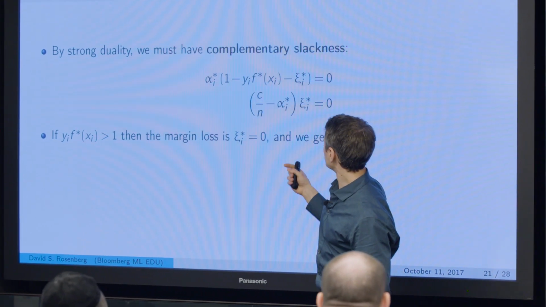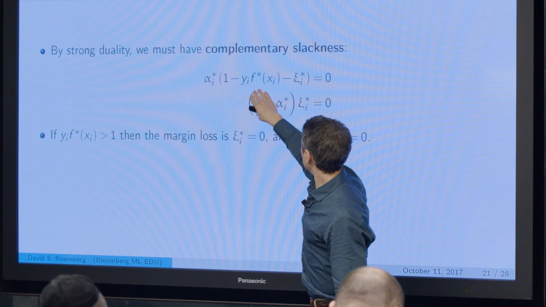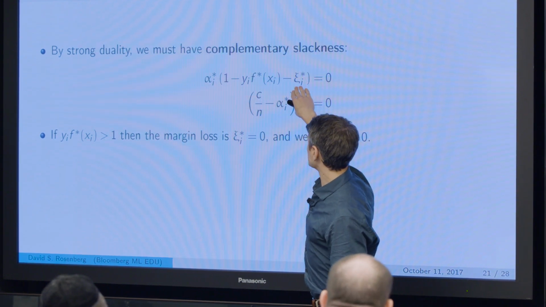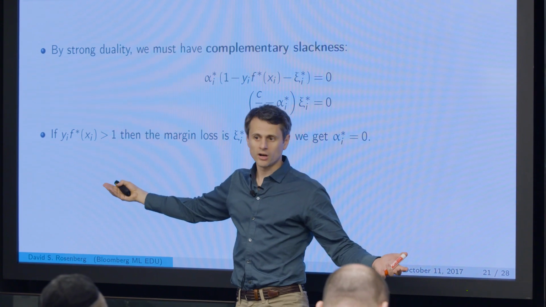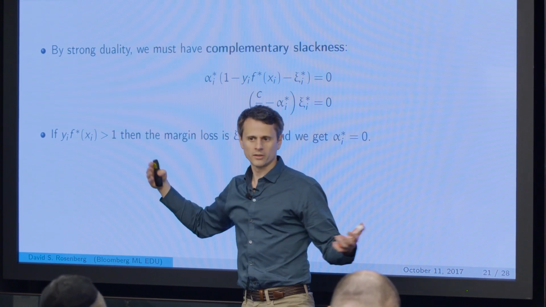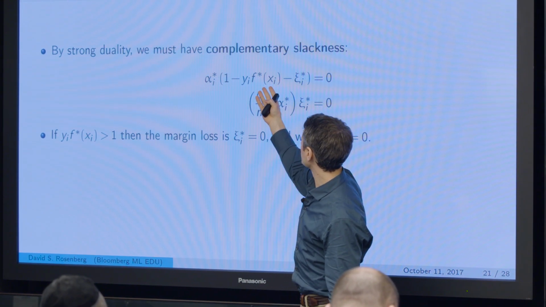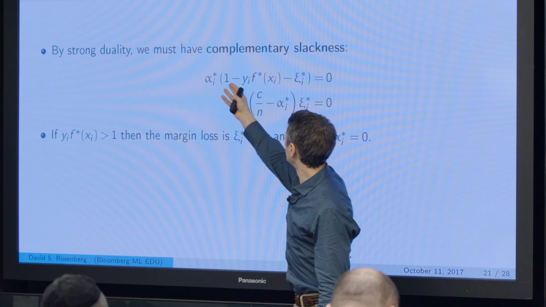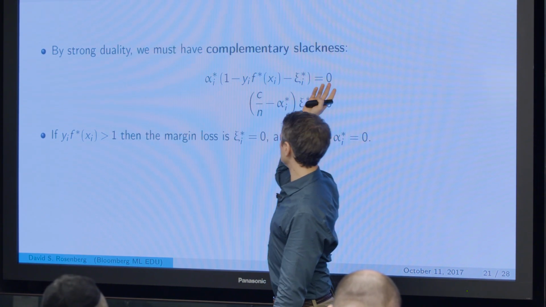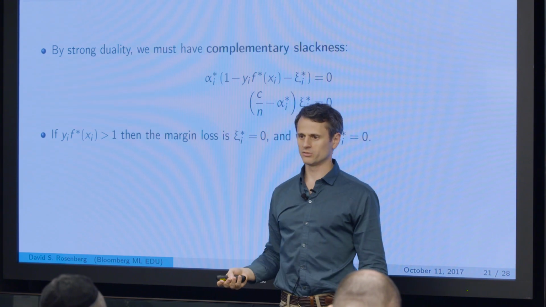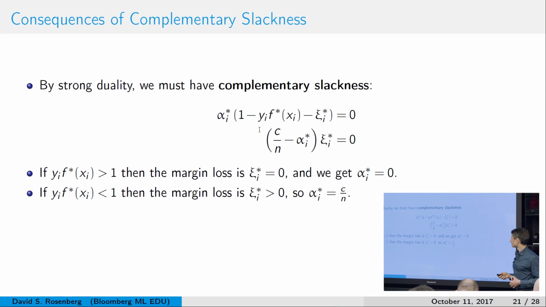OK. So psi i star is 0 because we're strictly greater than 1. So psi i star is the loss on the example. So if this is greater than 1, then the loss is 0. So that's psi i star is 0. y_i f star is greater than 1. This is 0. 1 minus something greater than 1 is negative, strictly. Negative times something has to be equal to 0. Alpha i star has to be equal to 0. That's how we work it out. OK.